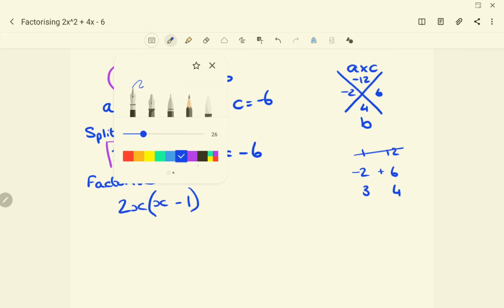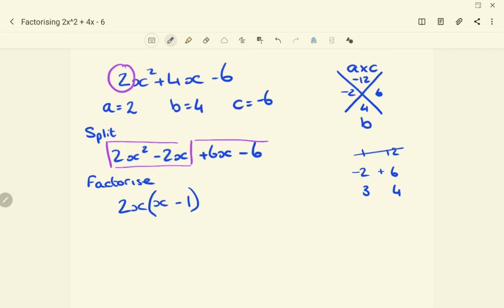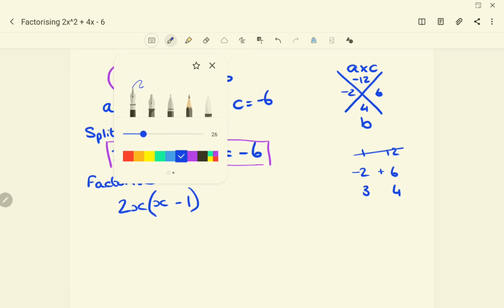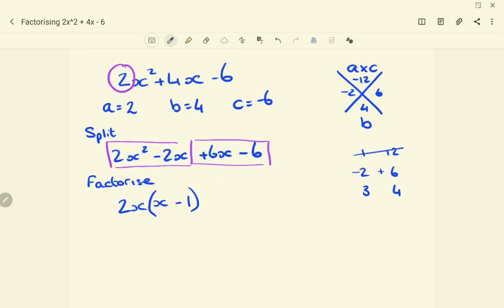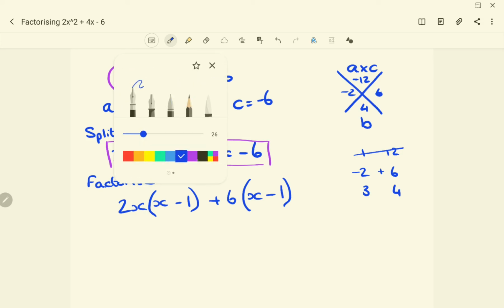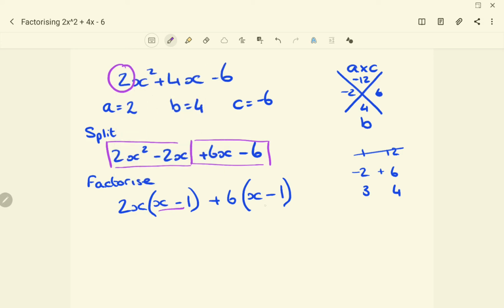We then look at the second half of our expression, and we are going, well, what's the highest common factor? So it's going to be plus 6. And again, the bracket, what's left? 6 times what gives you 6x? 6 times what gives you minus 6. You will notice at this point that both of these brackets are the same, and that is so essential.